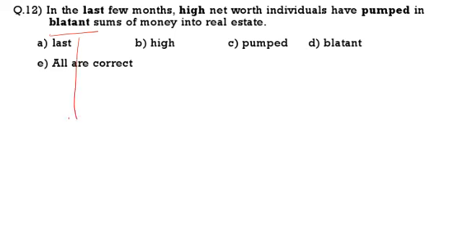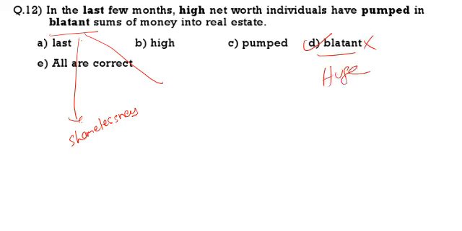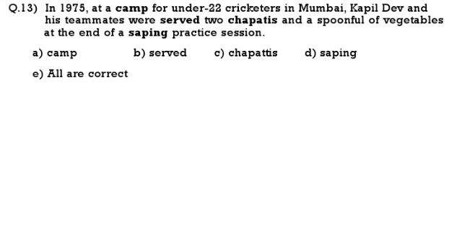Next, in the last few months, high net worth individuals have pumped in blatant sums. Blatant is not correct. Blatant means shamelessness. So we should use huge sums. Here we are talking about a very high sum of money. Blatant is not correct. We should use huge: huge sums of money into real estate. Instead of blatant, you should use huge. Let us see the next one.